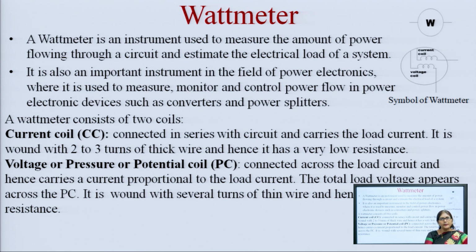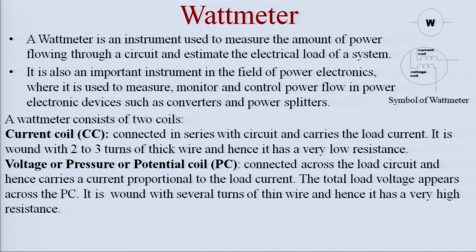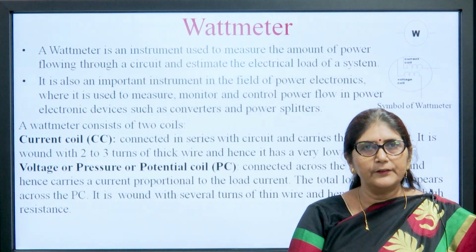So, the wattmeter is an instrument that is used for the measurement of the amount of power flowing through a circuit, and by this wattmeter we can estimate the electrical load of any system. This wattmeter is also important when we are using power electronic circuits, because with it we can measure, monitor and control power flow in the power electronic circuit.